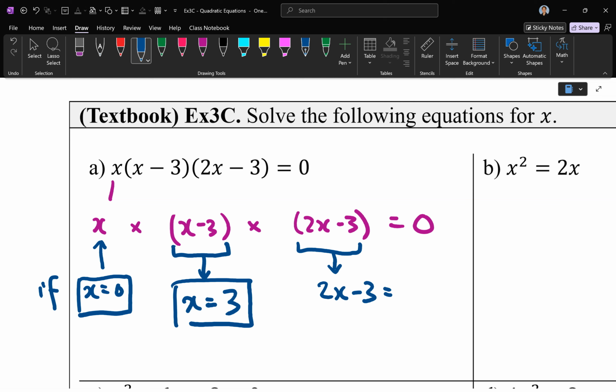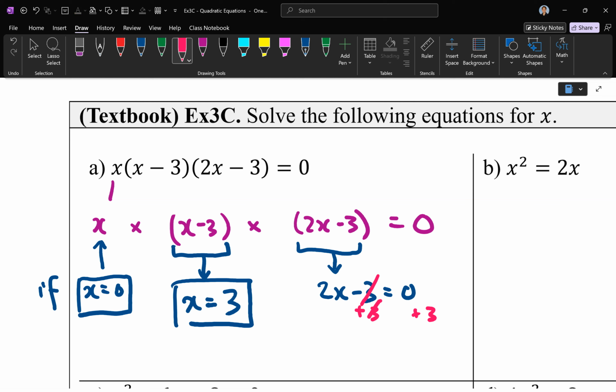2x minus 3 is meant to equal 0. We're trying to solve for x. x needs to be something that you double and then subtract 3 to give you 0. Here you balance the equation, what you did in year 7. Balance the equation: the opposite of minus 3 is add 3 on both sides.